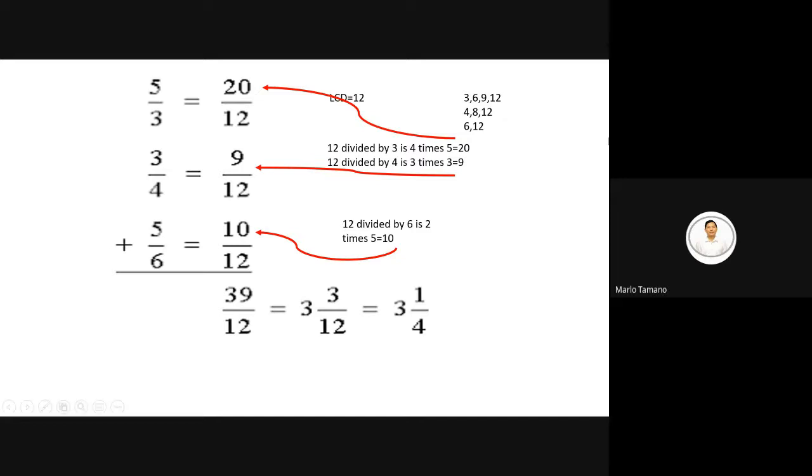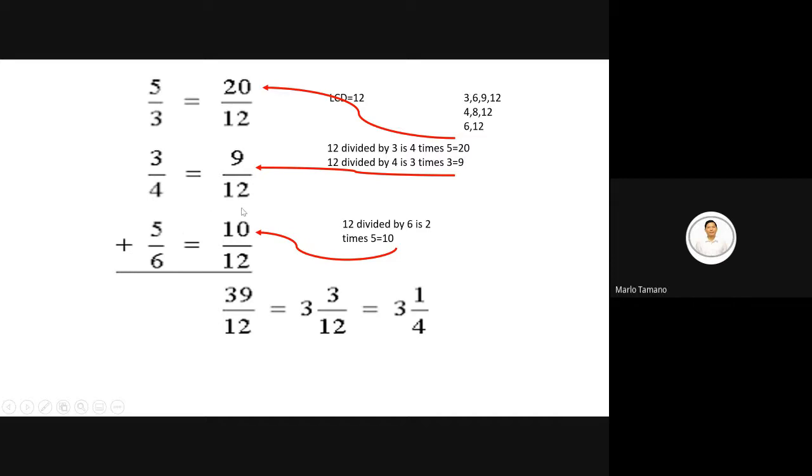So, yung 12 i-divide natin doon sa denominator ng first fraction. 12 divided by 3 is 4. Times 5. That is 20. Alam ba ninyo na yung 5/3 na yan at saka yung 20 over 12 ay pareho? They are equal? Yes, equal na po sila. Ito po yung ilo-lowest term pa lang.